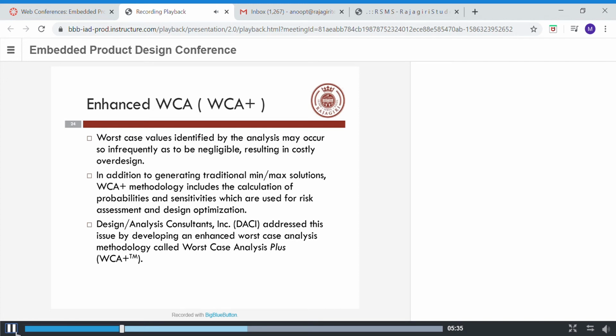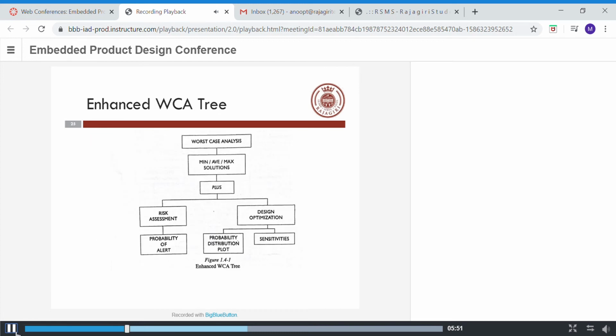So that's what we are trying to discuss here. Moving along, that was your first slide. So you understand WCA. We understood the advantage of WCA plus. It is basically based on two points. One is probability, the other one is sensitivity. Okay, so we'll move on to the next slide.